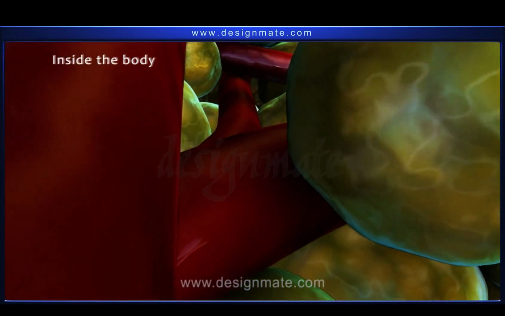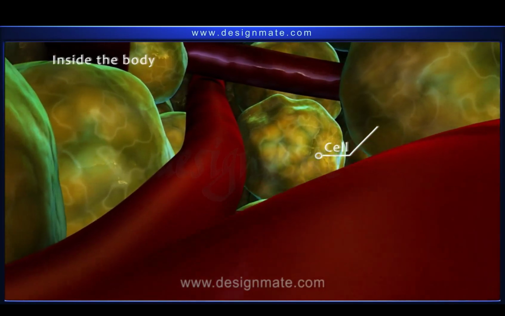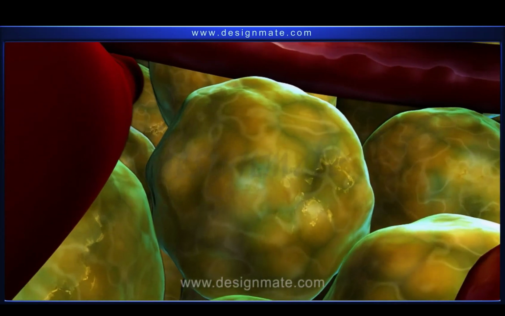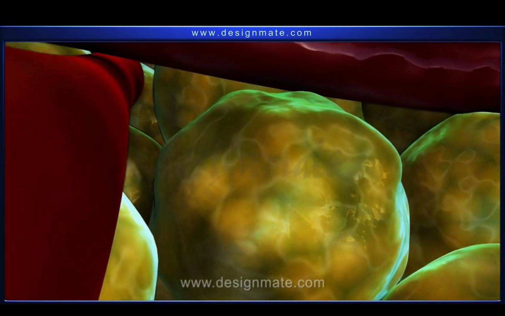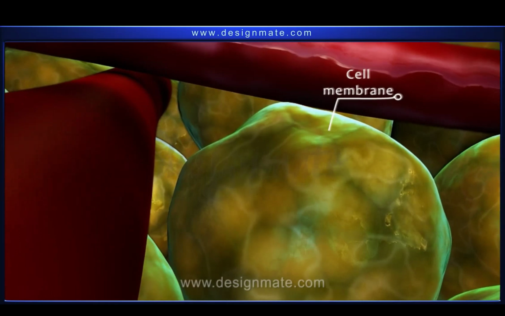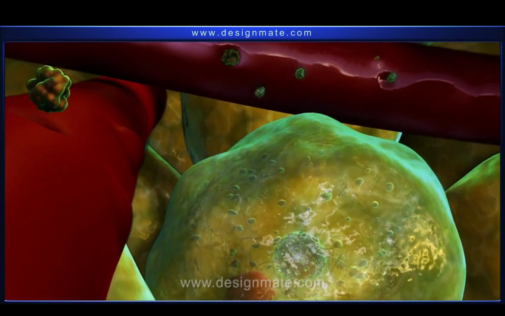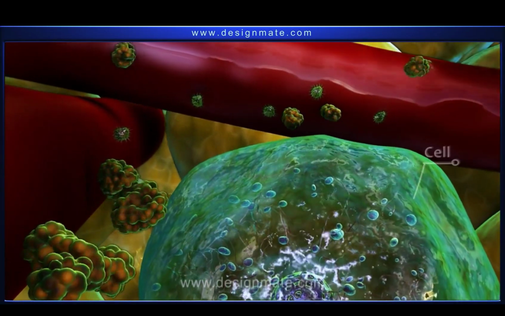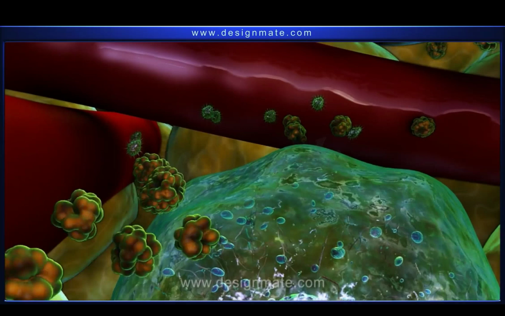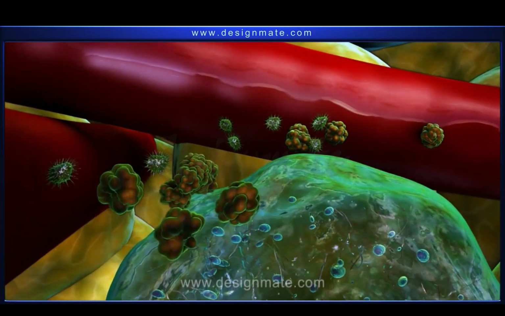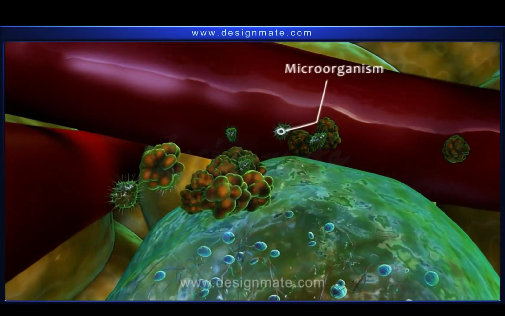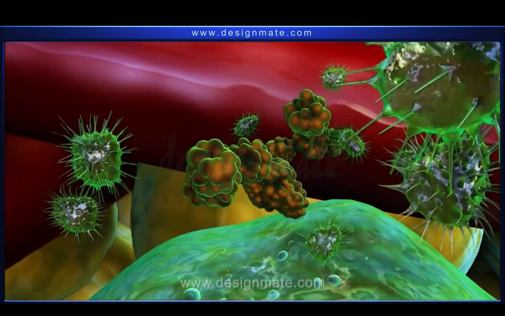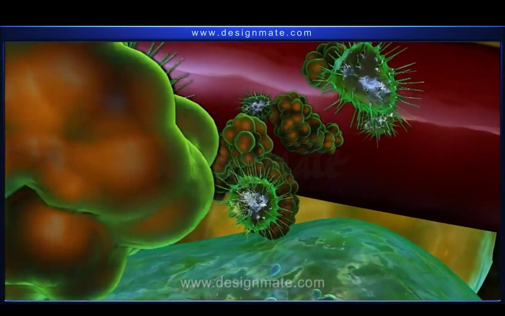Inside the body, we find numerous cells which are surrounded by capillaries. Now, if we take a look at any one cell, we can see the cell membrane. The food particles and microbes diffuse out through the capillary wall and reach the cells of the body. When the cell membrane comes into contact with food particles or microorganisms, they are absorbed into the cell. Let us see how they are absorbed into the cell.